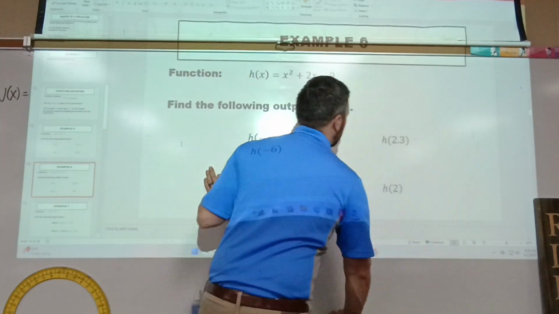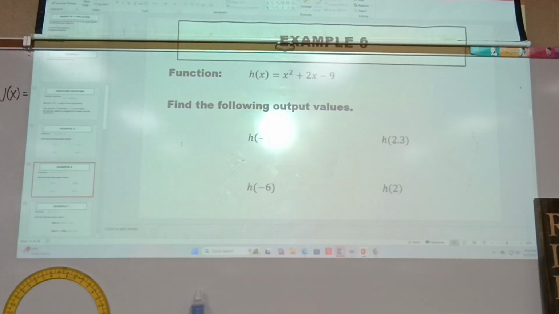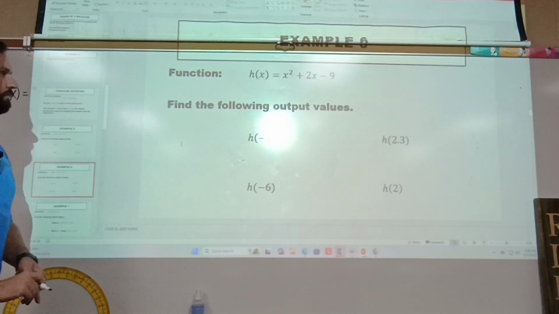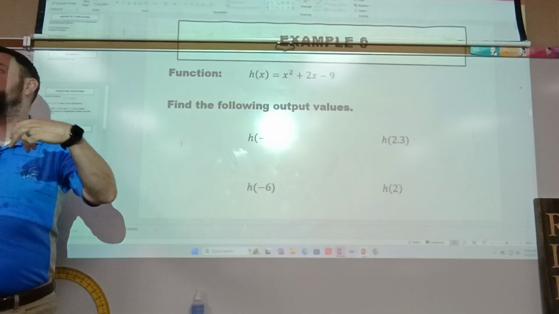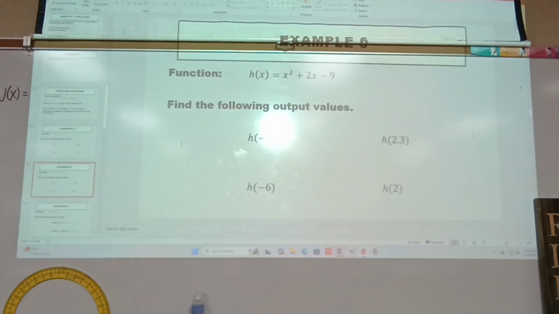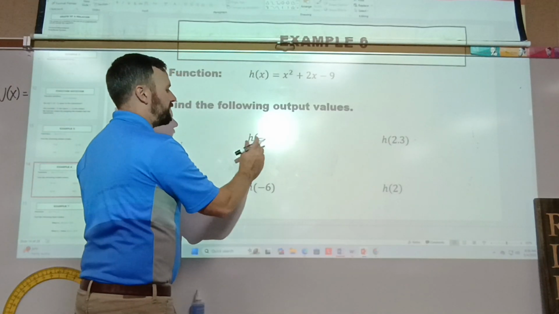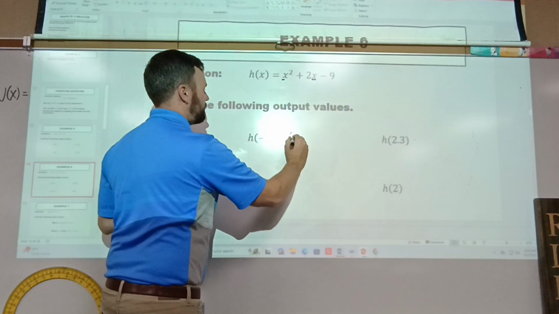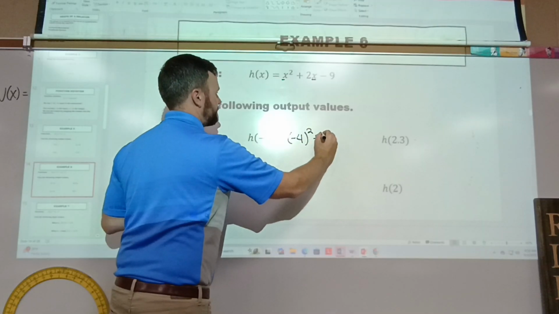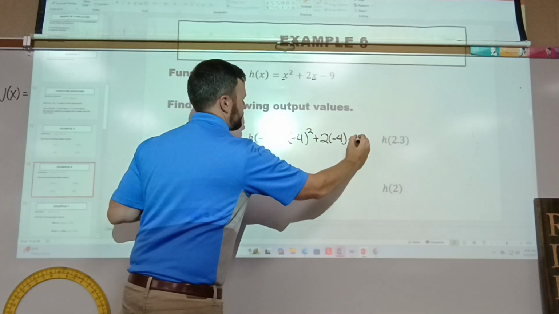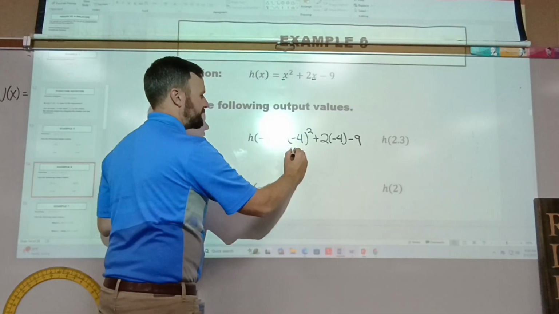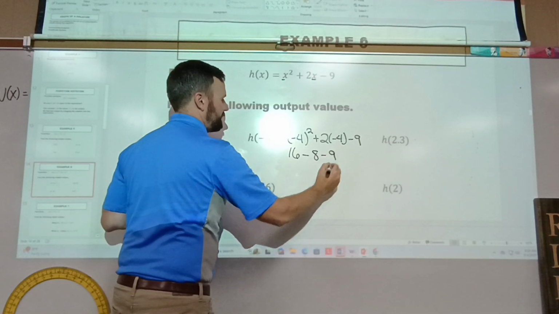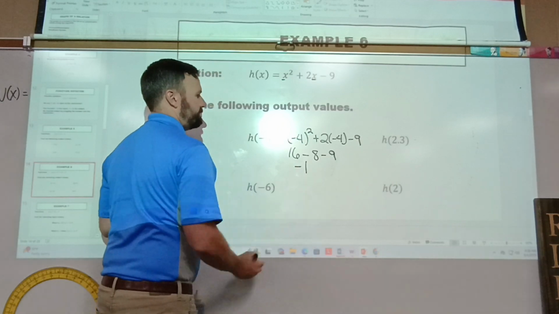Doesn't matter. Uh-oh, this one's on F. Does that make any real difference? No. It's h of x. And a lot of times h is a common one. They'll do g of x, f of x, h of x, because if you have different functions, you know which one to plug it into. So for this one, h of -4, everywhere I see an x, I'm plugging in -4. What's that? 16 minus 8 minus 9.